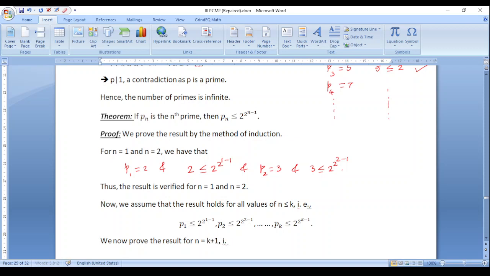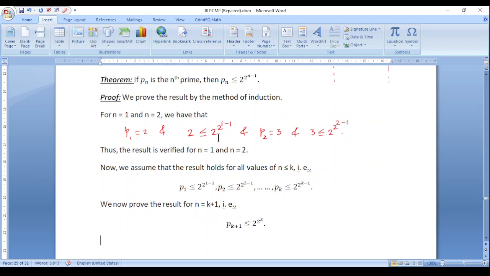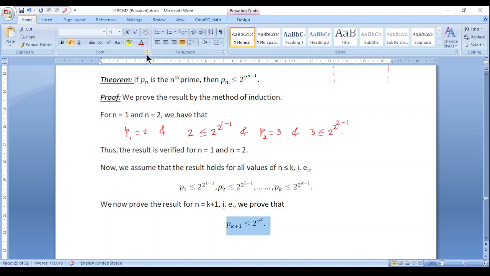That is, what are we supposed to prove then? For n equals k plus 1, we are supposed to show that pk plus 1 is going to be less than or equal to 2 to the power what will happen here? If we take n as k plus 1, this will be k plus 1 minus 1, which will eventually give us 2 to the power k. That is, we're going to prove that pk plus 1 is less than or equal to 2 to the power k. So this is what we are supposed to prove. Just shade it just to make you understand that this is supposed to be proved.